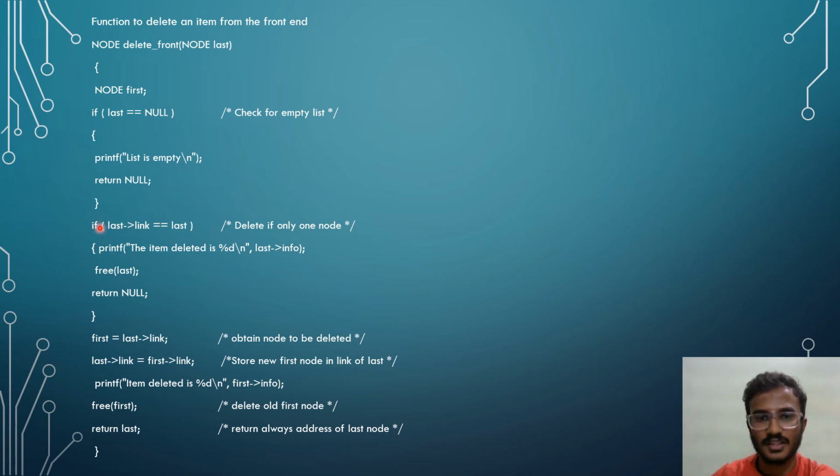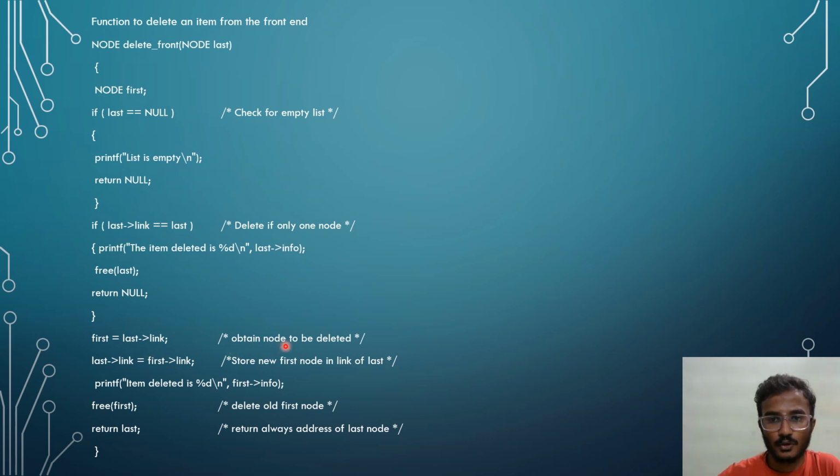If last link is equal to last, this condition is used to check for a single node in the list. It indicates the list has only one node. The function prints the item deleted followed by the info of the last node. The last node is then freed using free. The function returns null as the list is now empty.